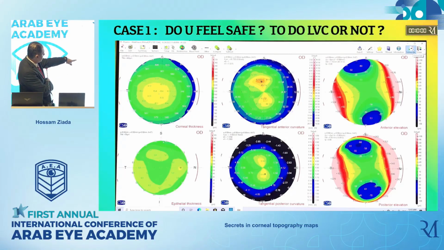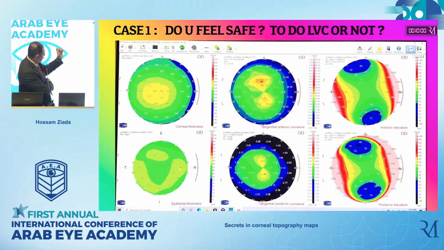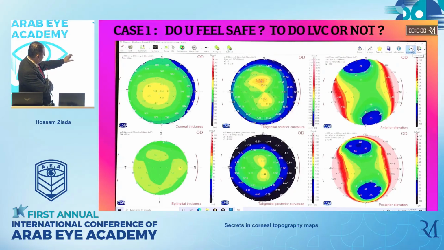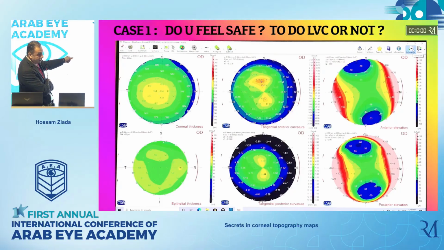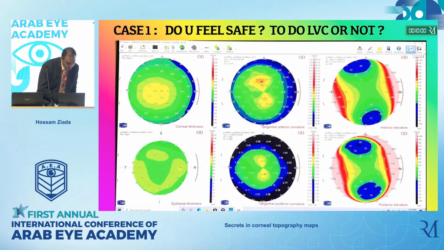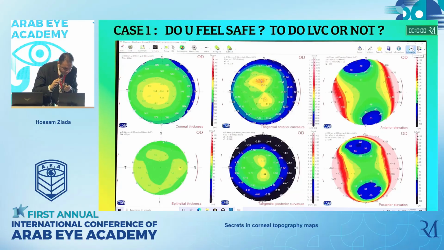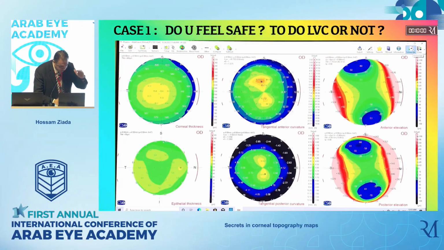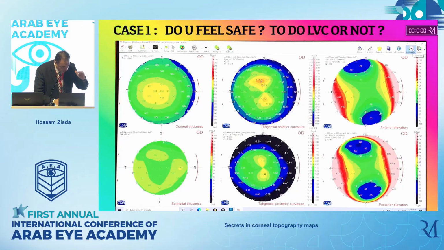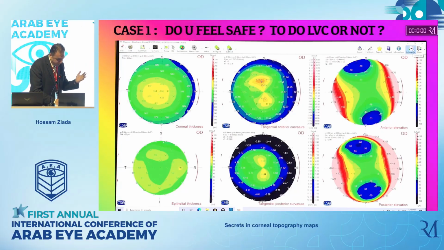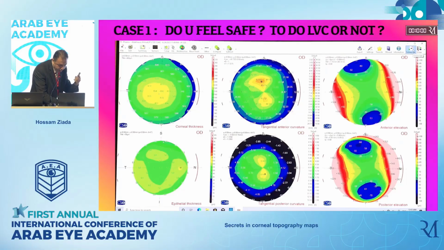But look here at the epithelial thickness mapping. You will find that the central part of the cornea is showing a thickening or thinning. You see here, the central part is 54, in the inferior part is 54, in the superior part is 57. So there is no significant difference between the superior and the inferior points in the epithelial map.